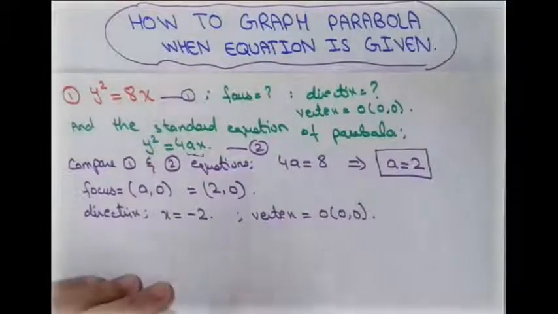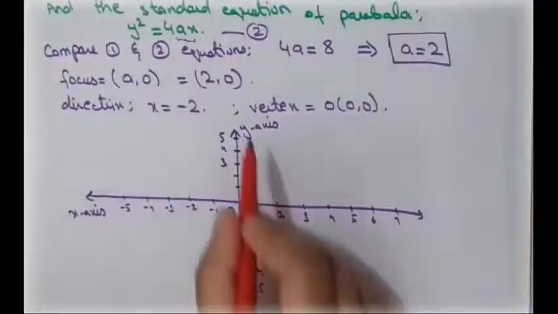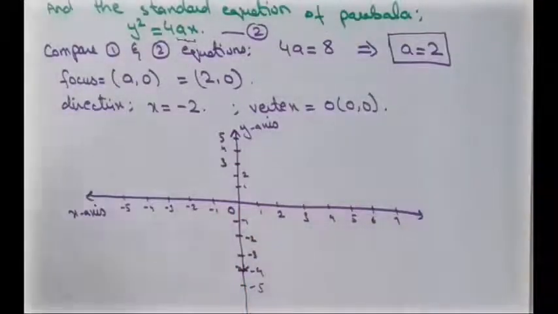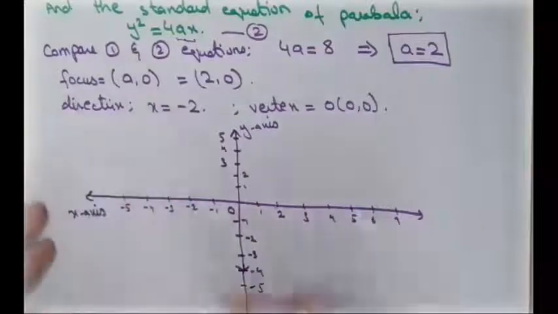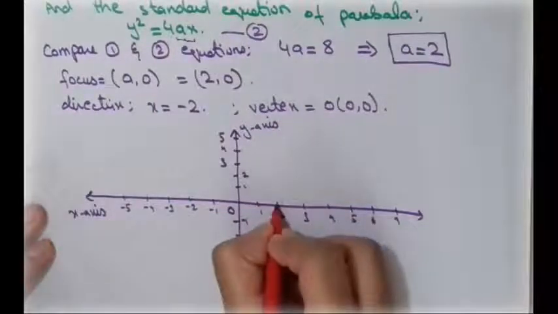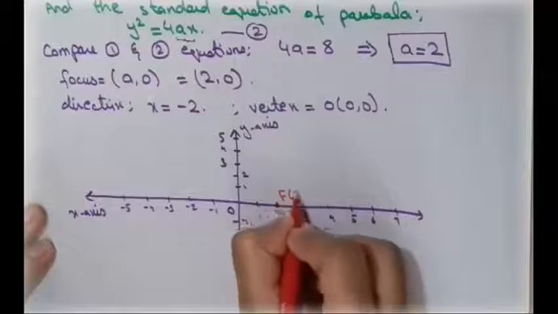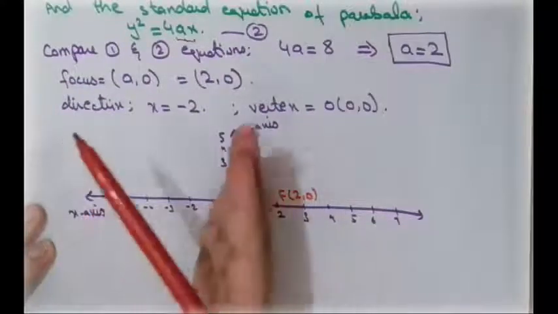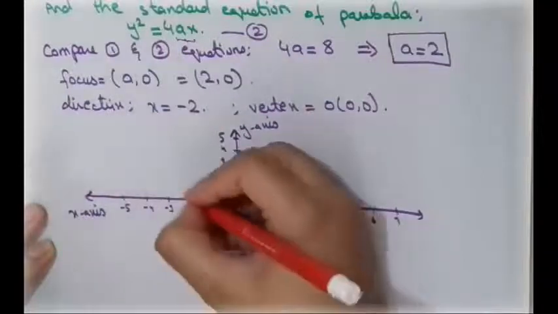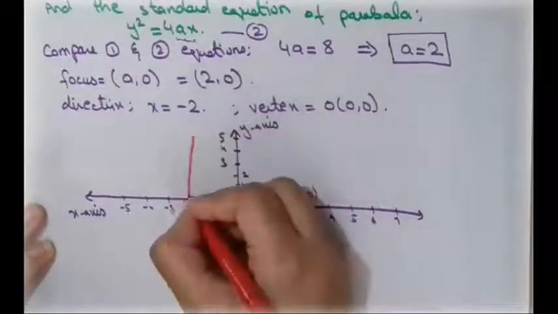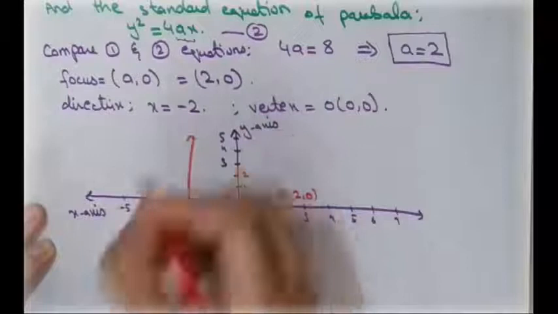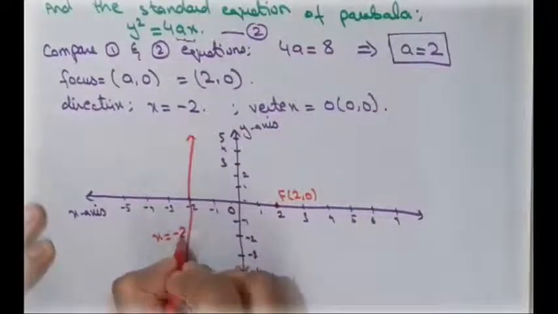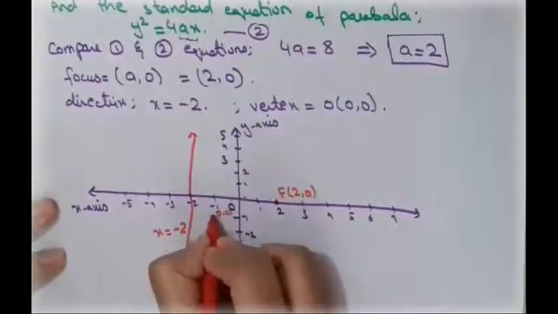Now it's time to plot it. Here is the x-axis and here is the y-axis. First we plot the focus on it: here is the focus, which is (2, 0). And the directrix, if a equals 2, then the directrix moves to -2. So here is the line x equals -2. The vertex is (0, 0).